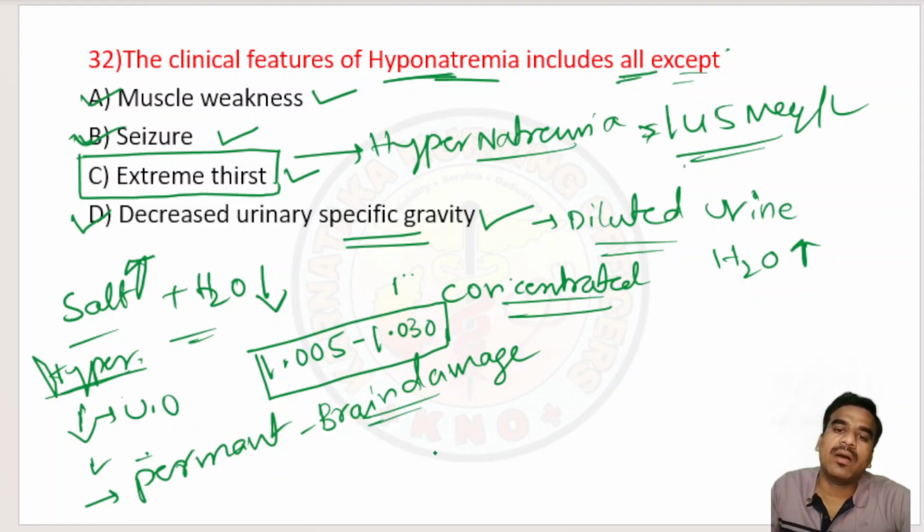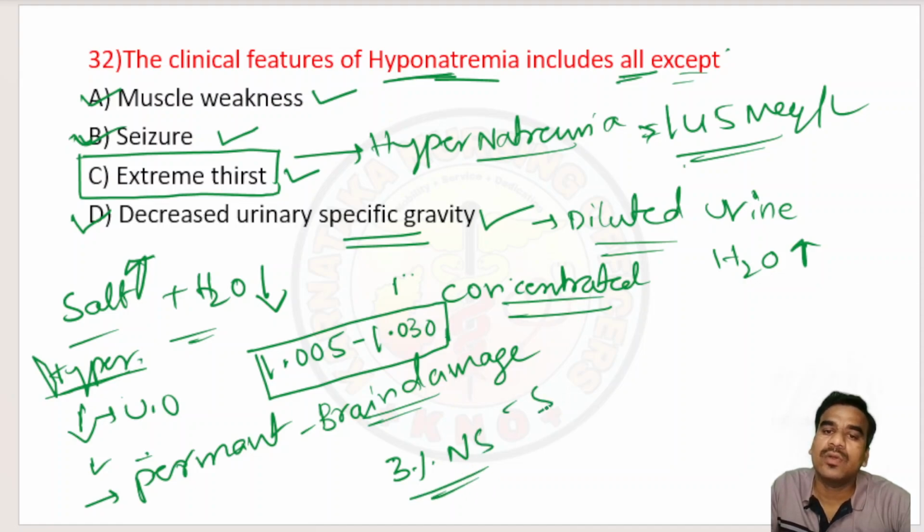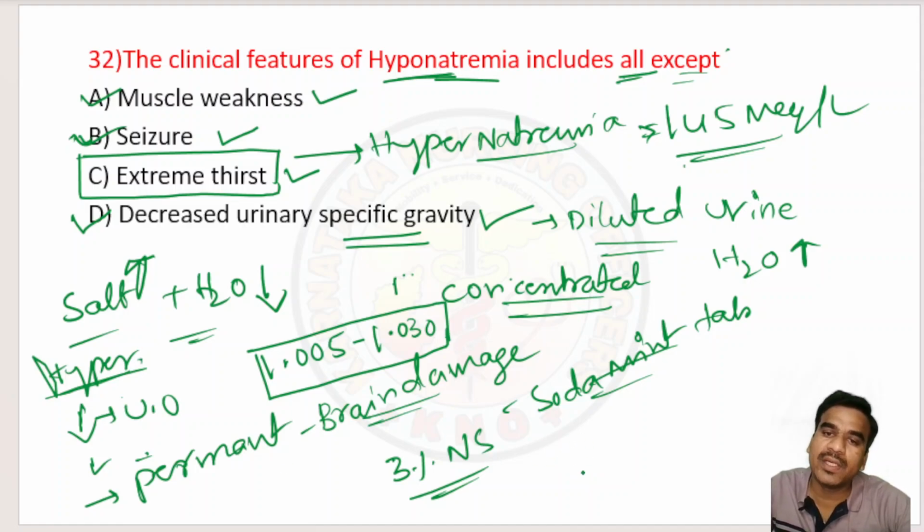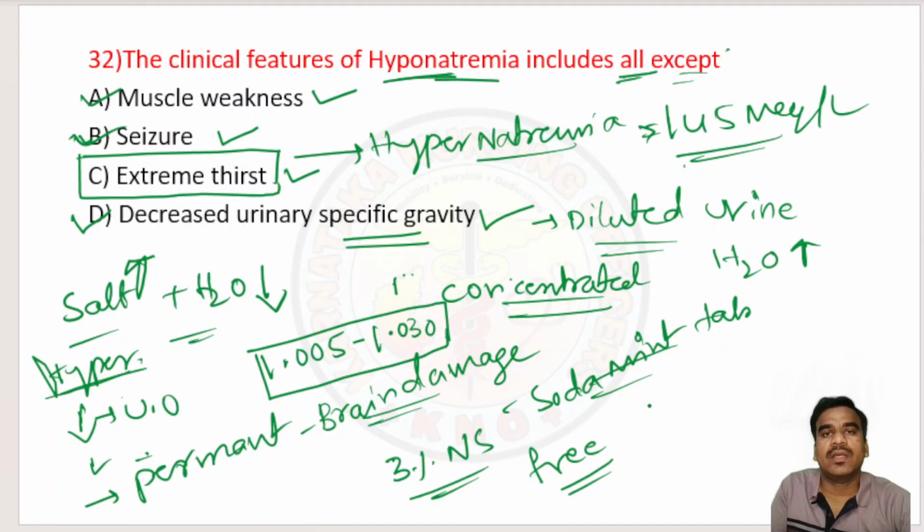And what is the treatment we can see here? For hyponatremia, we are giving 3% NS infusion, and also soda mint tablets. And what is the treatment for hypernatremia? The treatment is free water. Suppose the patient is on a ventilator or Ryle's tube, we give free water, 200 ml two hourly. So dilute the salts.